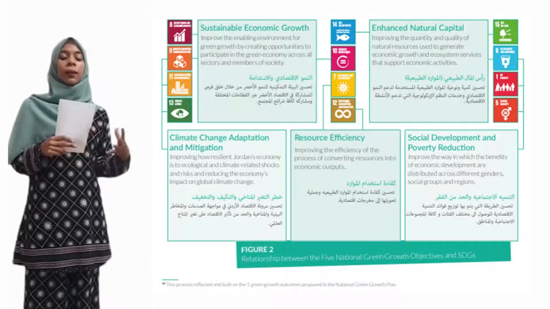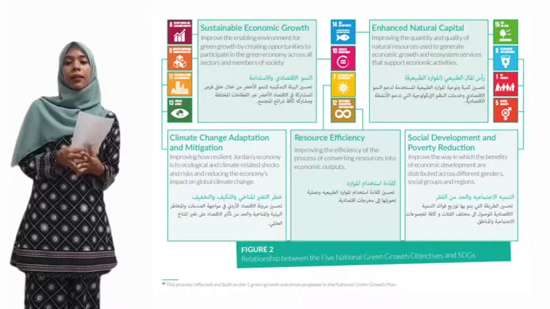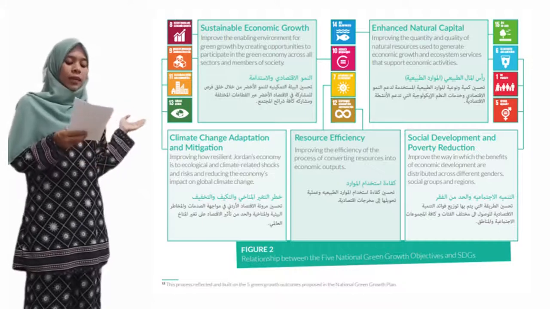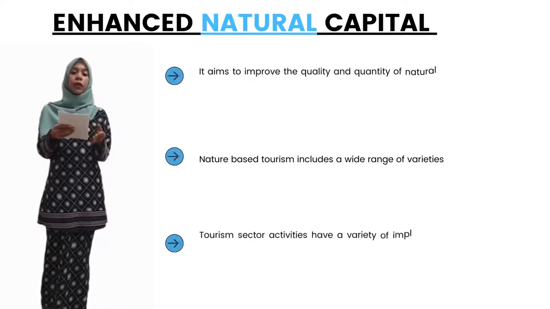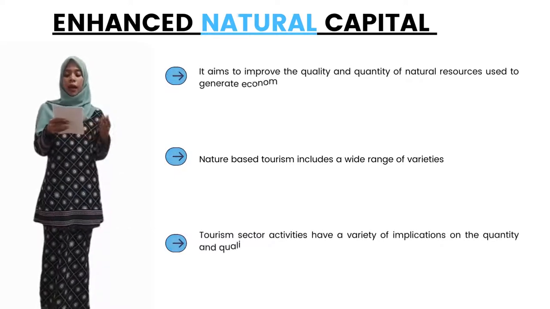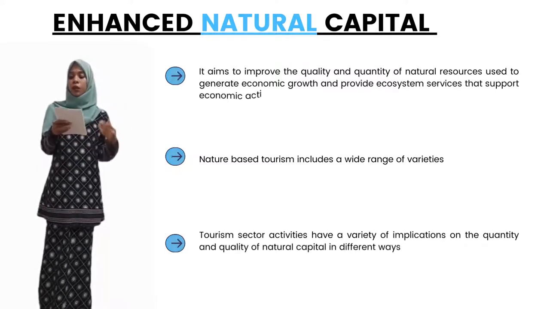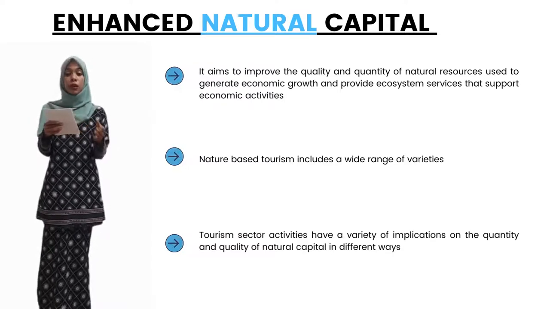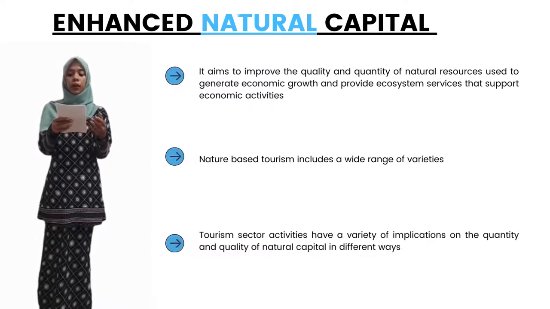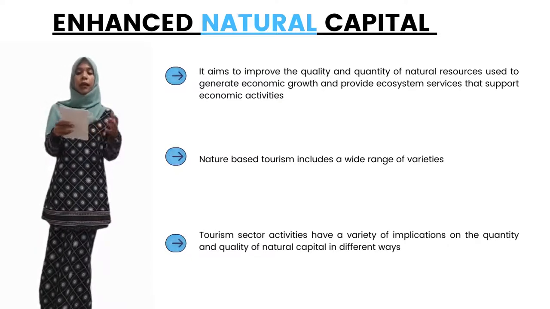So the relationship that related to our topic is Objective 2, which is the enhanced natural capital. Alright, now, Jordan's first national green growth objective is to enhance the country's natural capital. So for that purpose, it aims to improve the quality and quantity of natural resources used to generate economic growth and provide ecosystem services that support economic activities.